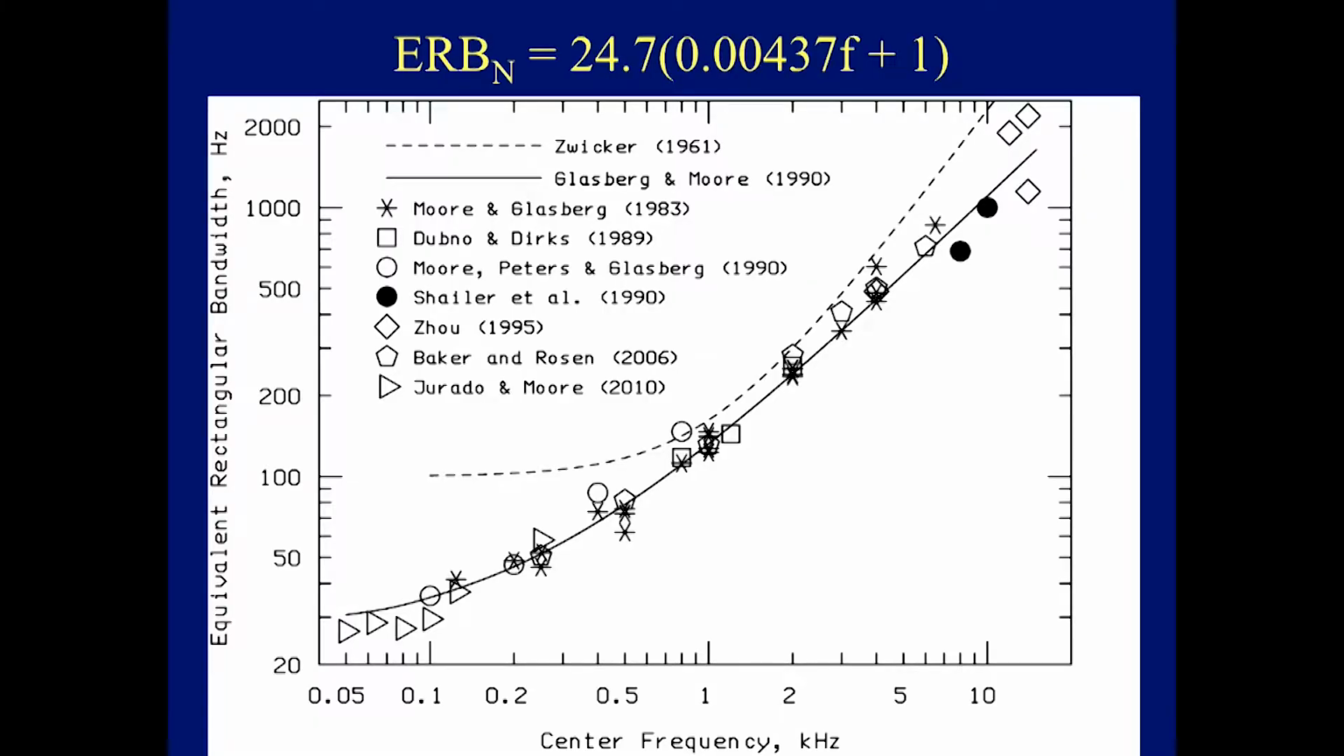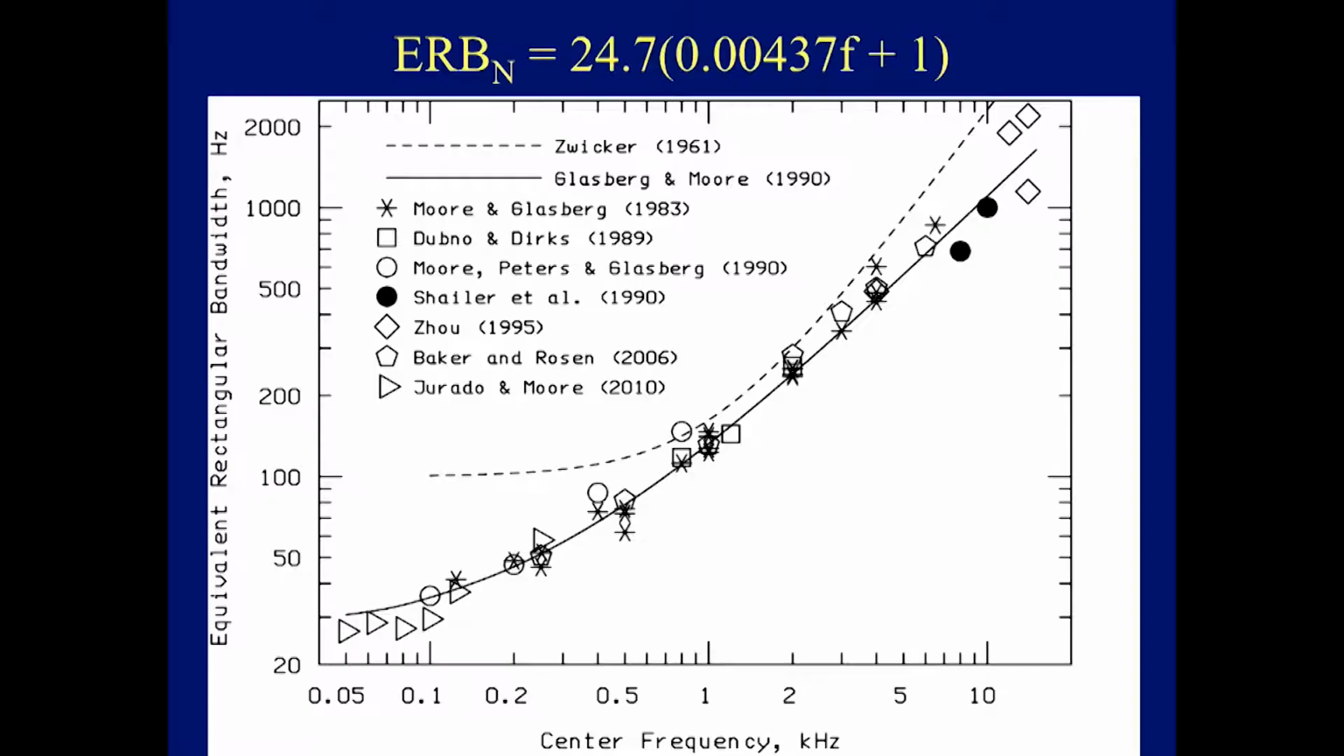And this shows our estimate of the equivalent rectangular bandwidth of the auditory filters. This is just a measure of their bandwidth, of the sharpness of tuning, so small bandwidths indicate sharp tuning, as a function of center frequency. And up here, I give an equation that was developed by Brian Glasberg and myself to fit the results, and that's shown by this solid line here.